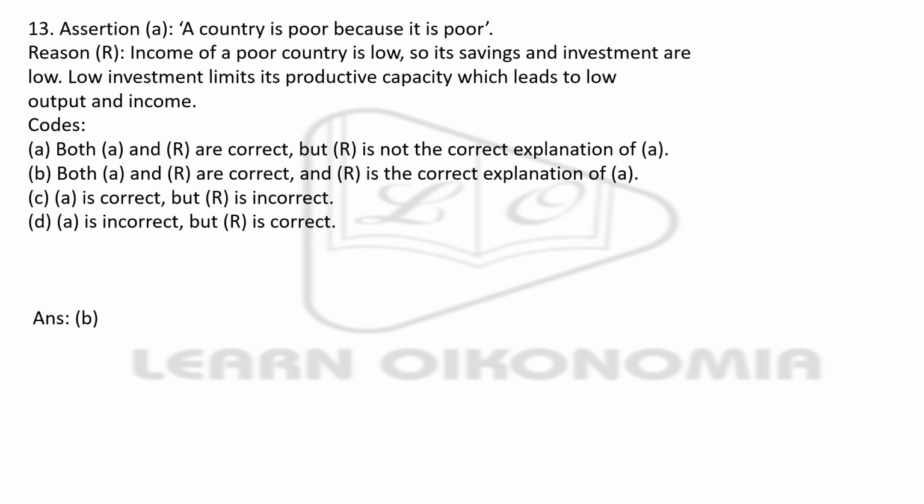This is actually an instance taken from Ragnar Nurkse's theory. He is the person who put forward the vicious circle of poverty. So in his vicious circle of poverty theory, Nurkse has said this: a country is poor because it is poor, and he has also given the reason for the same. The assertion and the reason given here are right, and the reason is the correct explanation for the assertion.